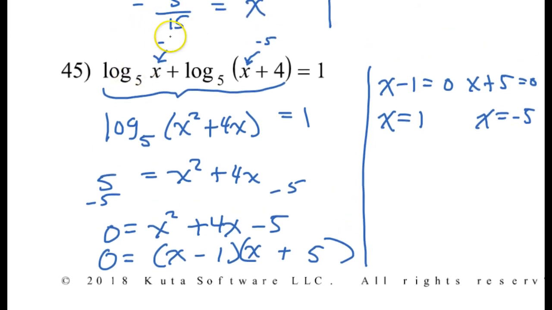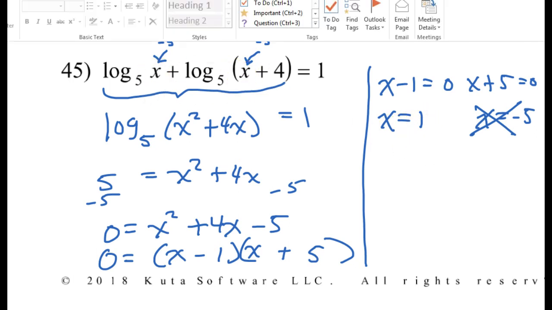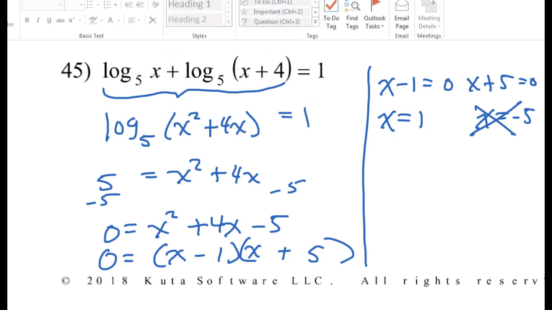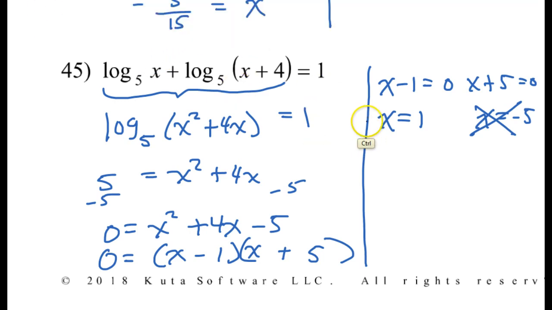Wait, you can't see all that. If I put in negative 5 right here, I have the log of a negative number. So then the negative 5 is extraneous. Got to throw that out. But 1 is fine. If I substitute in 1 in either position, that's going to be a positive result. So I'm only going to have one solution to problem number 45. x equals 1.